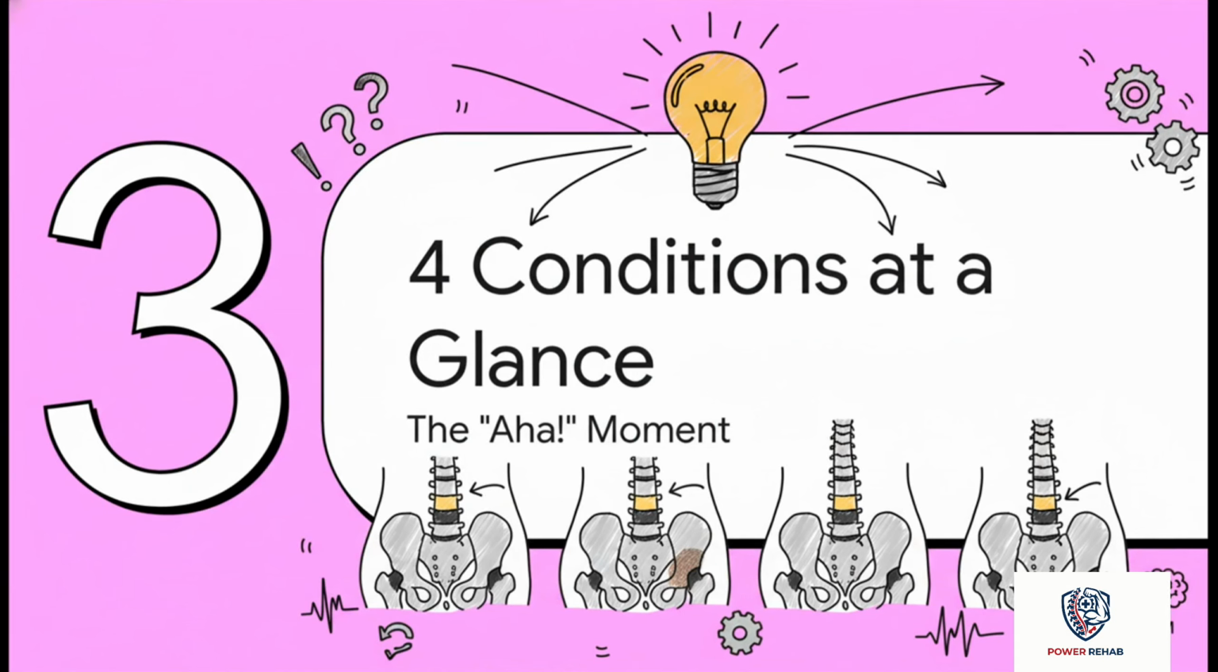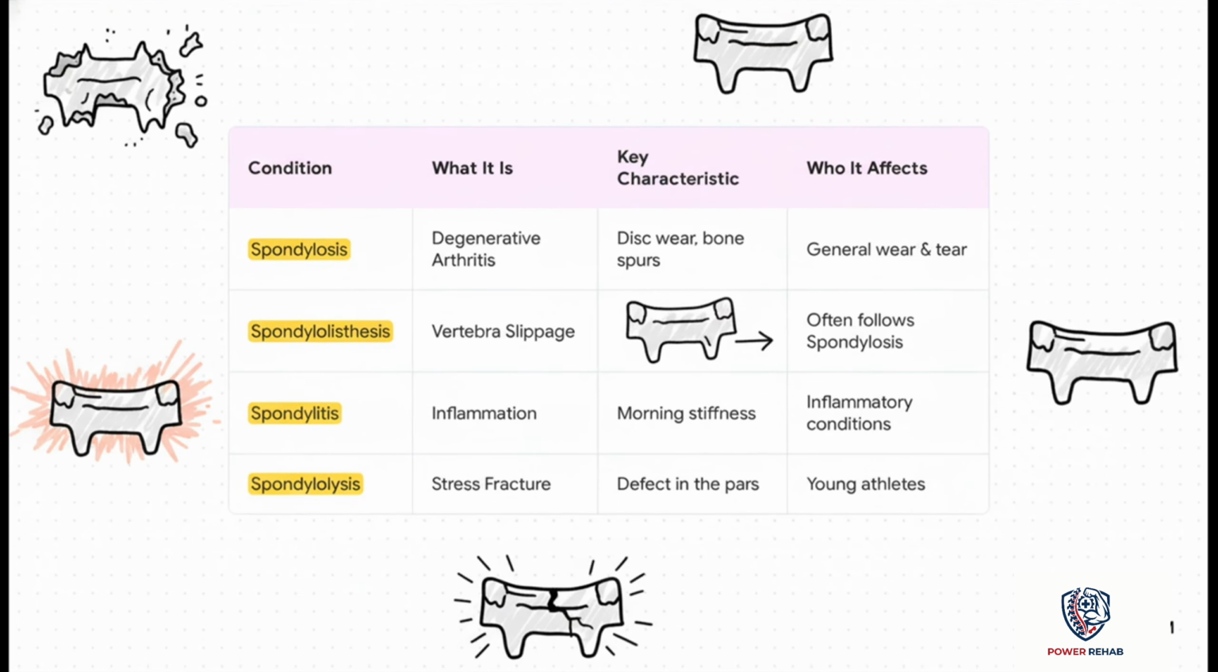Okay, deep breath. We've gone through all 4. Now for that aha moment. Let's line them all up side by side on one slide. This is where it's all going to click into place. Let's nail this down once and for all. Spondylosis, that's your general wear and tear. Spondylolisthesis, that's the slip. Spondylitis, inflammation. And spondylolysis, that's the fracture. See? 4 very different problems with 4 very different causes.